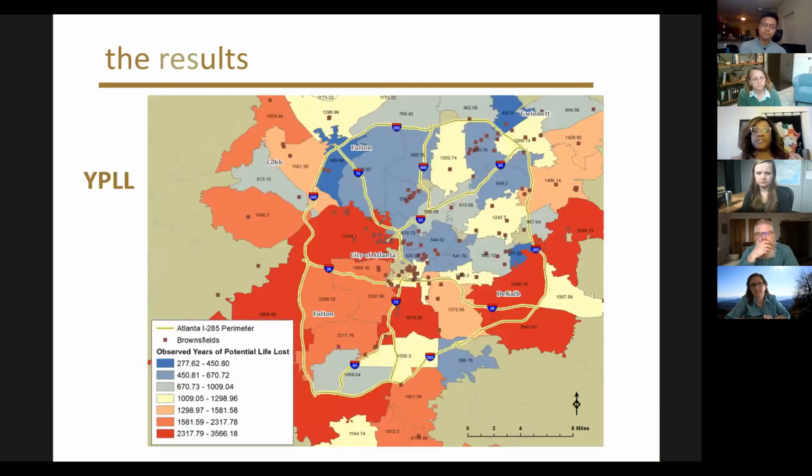The years of potential life lost map shows the areas with the highest number of life years lost for the study. The YPLL will be greatest in areas where premature mortality is furthest away from age 65, meaning younger people, as indicated by the red areas. So younger people are dying prematurely in these areas, and they have the greatest burden.